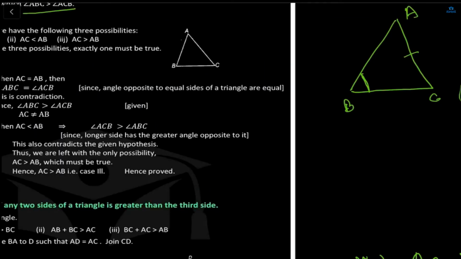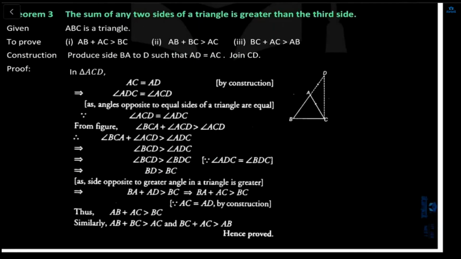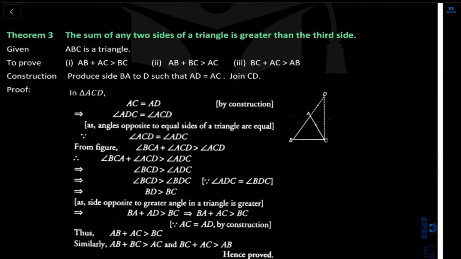Now comes the third theorem. What does the third theorem say here? The sum of any two sides of a triangle is greater than the third side. In a triangle, you have three sides, so three conditions will again be here, but all three conditions here will be true. What is said is that the sum of two sides of a triangle will be greater than the third side.